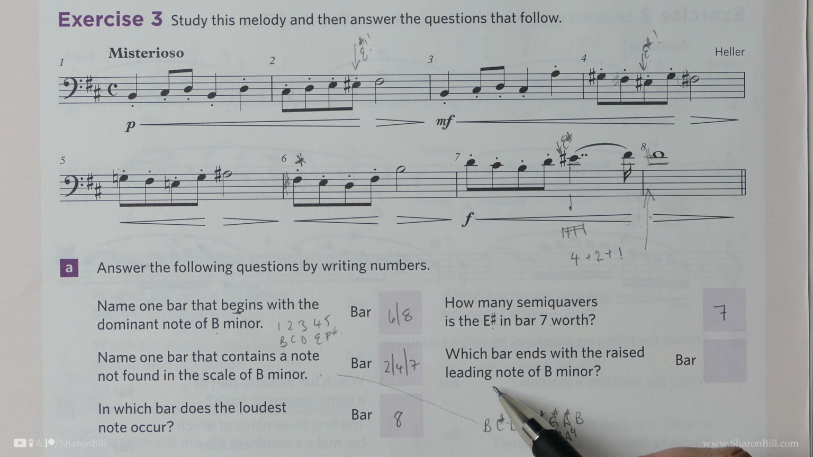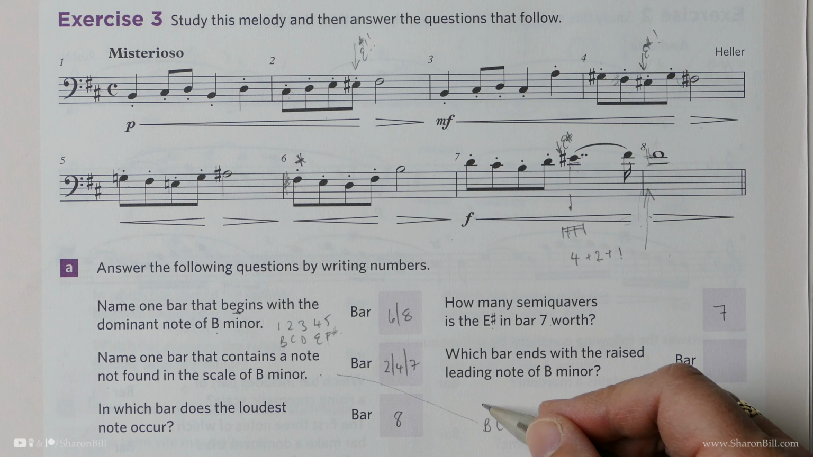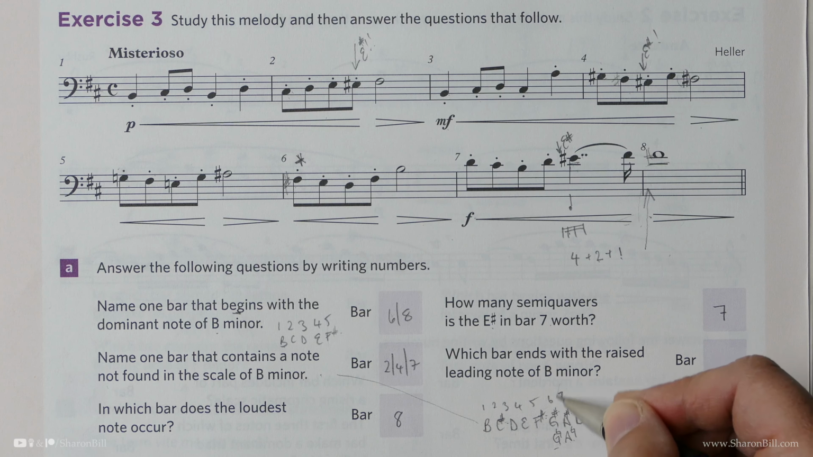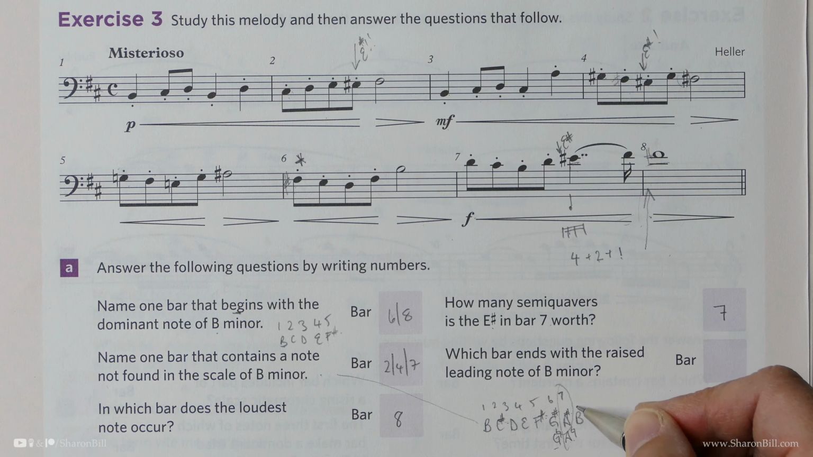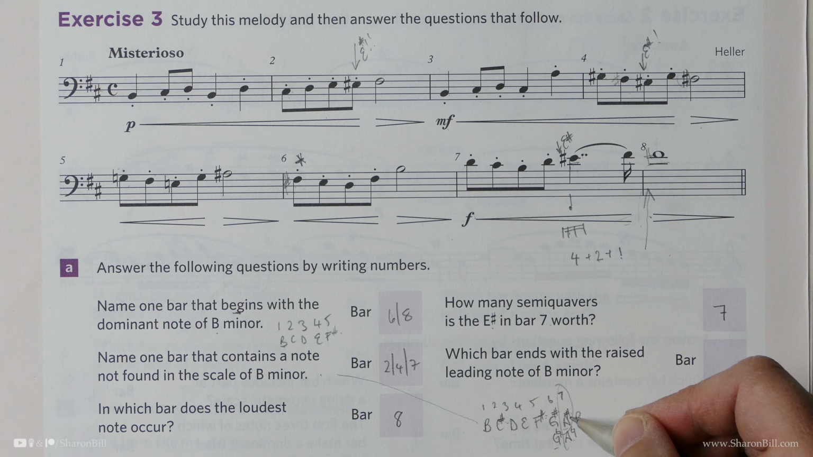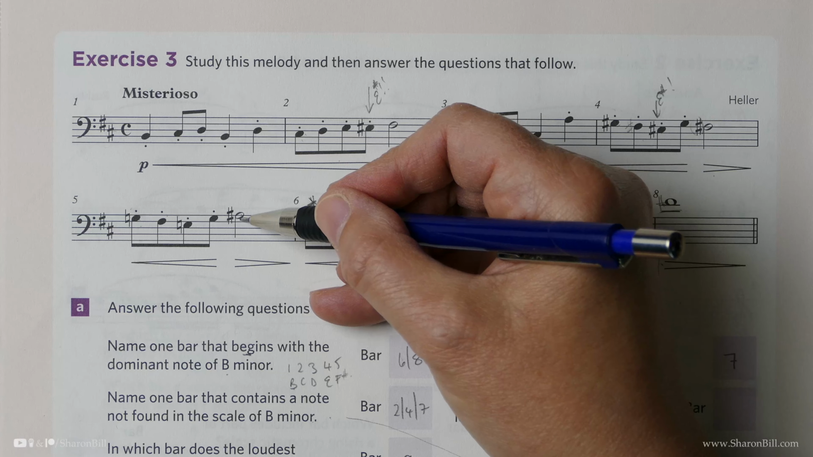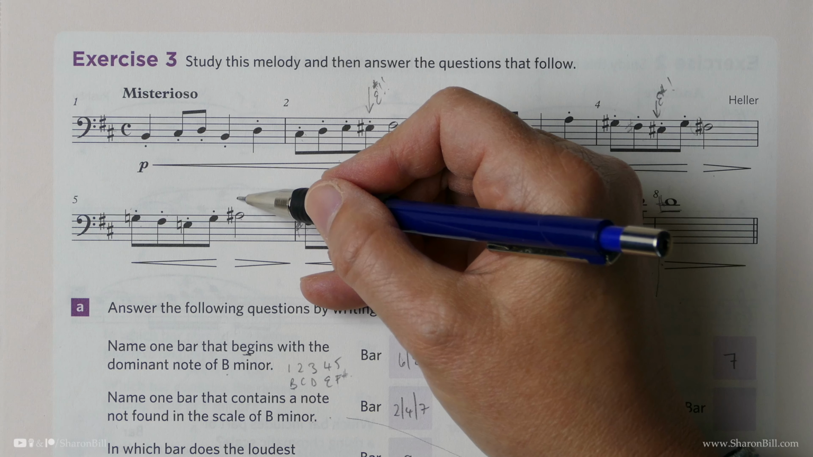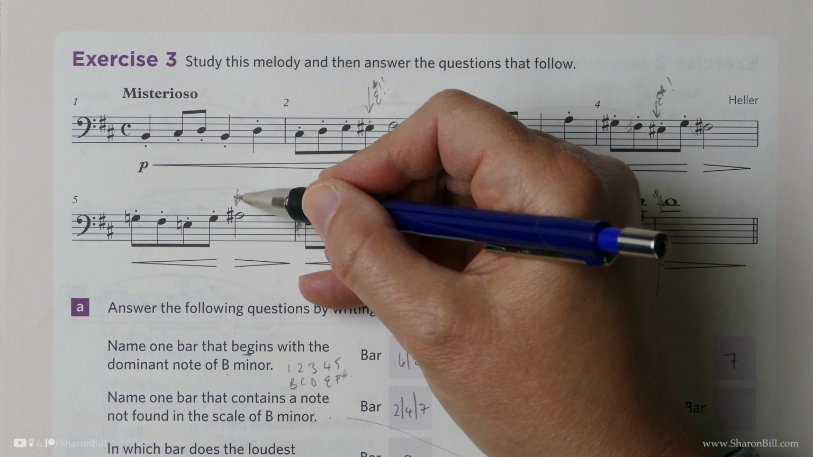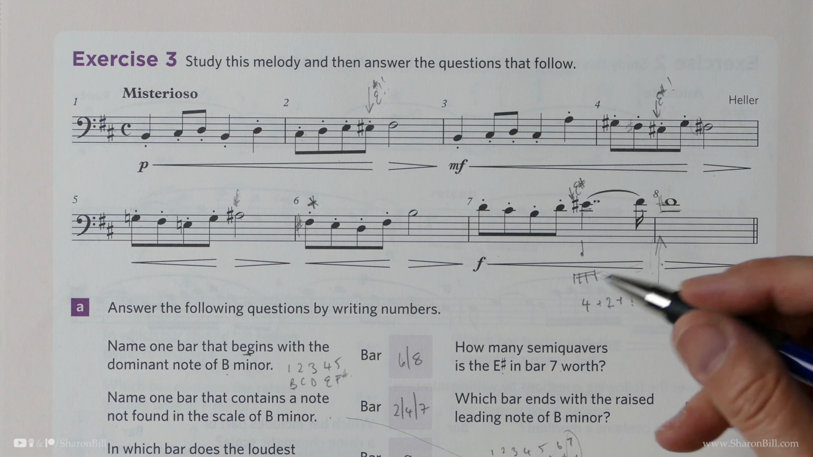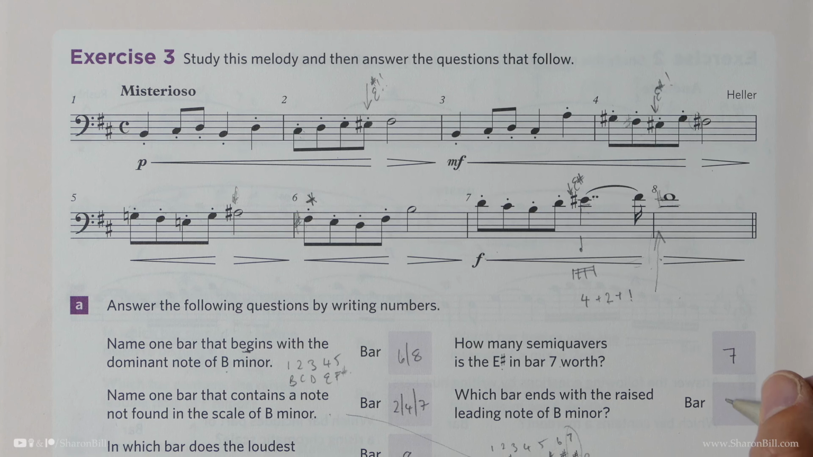And then which bar ends with the raised leading note of B minor? The leading note is the 7th. 1, 2, 3, 4, 5, 6, 7. We're looking for an A sharp, the raised leading note. So where can we find an A sharp? Here. So that one is acceptable there. So end of bar 5.